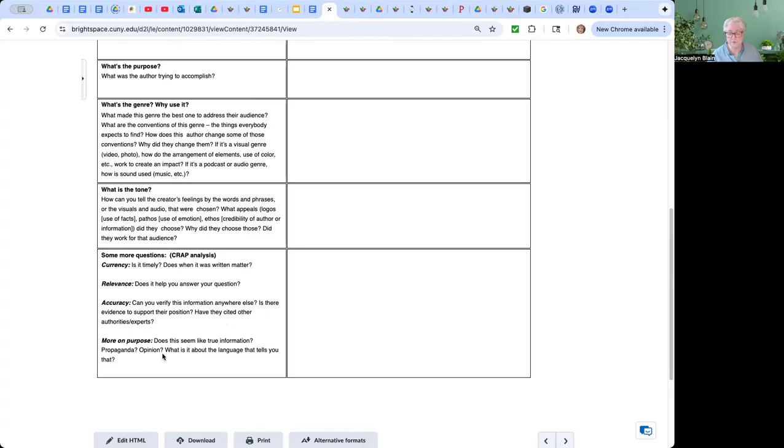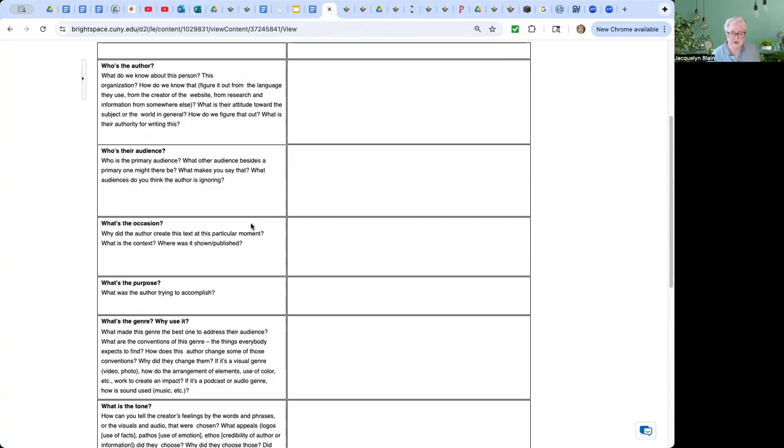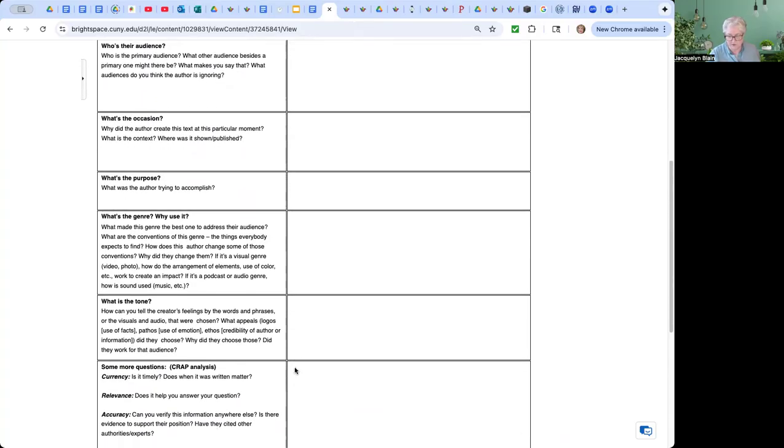And then more on purpose. This is the key part. Does it seem like it's real information? Is it propaganda? Is it misinformation, or what is it? What is it about the language that tells you that it's opinion or just straight fact? So again, you can download this and keep it on your desktop and use it as you write all this stuff down.